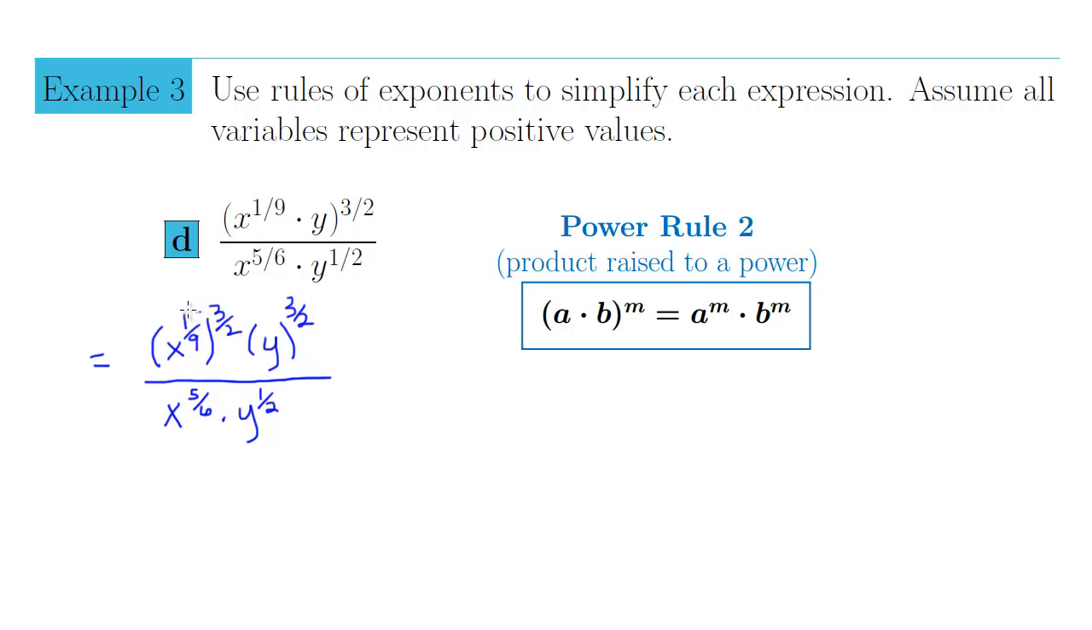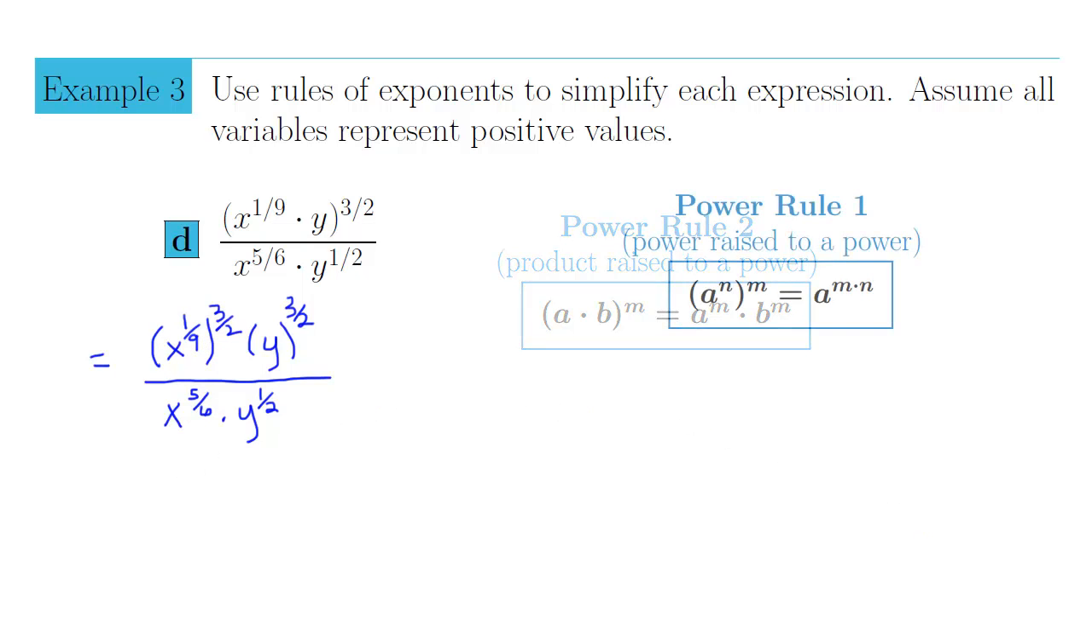Now, what do we do when we have a power to a power? Let's simplify this numerator even farther. For that, we pull up our next power rule. Power rule number 1 tells us that when we have a power raised to a power, we multiply our powers. A to the n, all raised to the mth power, is equivalent to a raised to the m times n.